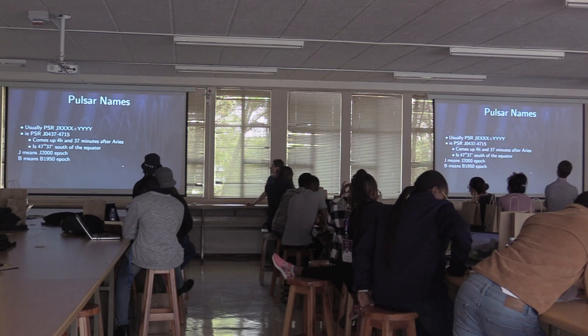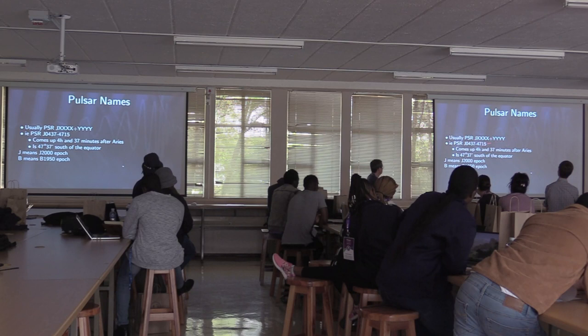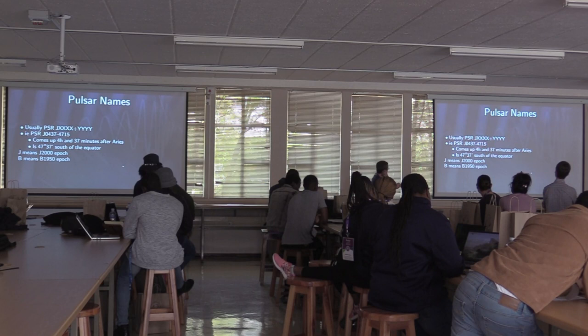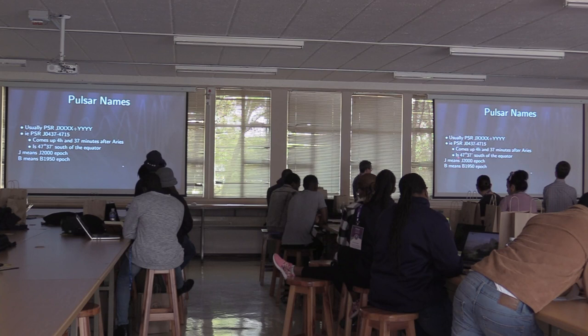The names of pulsars are determined by their position on the sky. So 0437-4615, one of my favourites, comes up 4 hours and 37 minutes after Aries and is 47 degrees and 37 minutes south of the equator, and it's really good at being a pulsar.